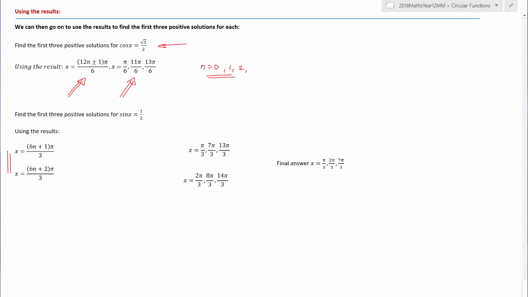Likewise, if we were going to try and find the first 3 positive solutions for sine x equals a half, these were my general solutions. When I put in the values of n equals 0, 1, and 2, out came these 3 solutions for the first equation and these 3 solutions for the second. Now it's up to you to then put them in order. So obviously if we put these in order, pi on 3 would be first, then 2 pi on 3, then 7 pi on 3, and 8 pi on 3, and 13 pi on 3, and 14 pi on 3. But because it only wants the first 3 positive solutions, we would discount 8 pi on 3. I can't even read my own handwriting anymore, to become 7 pi on 3.